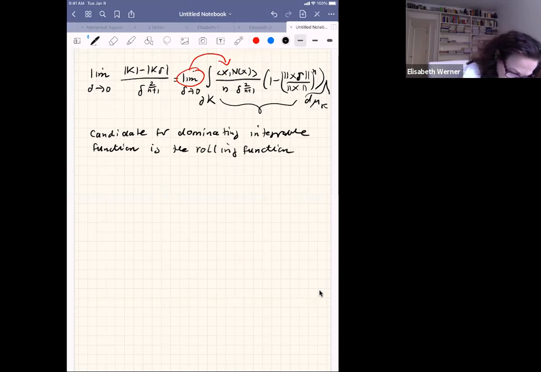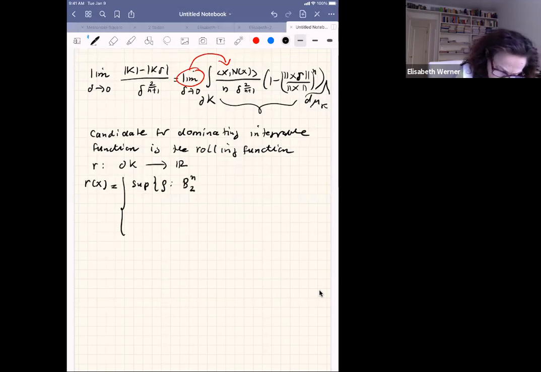So R of X, it's a function R that goes from the boundary of K to R plus. And for a boundary point X, R of X is defined to be the sup over all rho such that the ball centered at X minus rho N_X and with radius rho is contained in K. And that's supposed to happen if N_X, the outer normal, is unique. And we put it equal to zero if N_X is not unique.